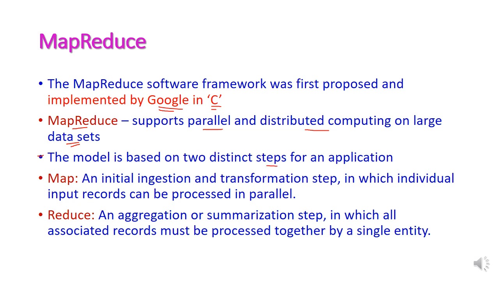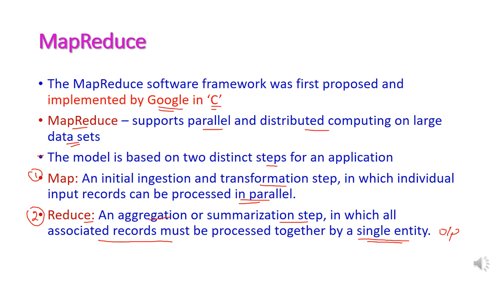This model is based on two distinct steps for any application. The first one is the map step and the second one is the reduce step. Map is an initial ingestion and transformation step in which individual input records can be processed in parallel, and reduce is an aggregation or summarization step in which all associated records must be processed together in a single entity, that is the output.